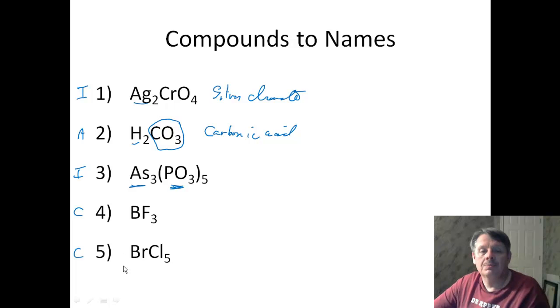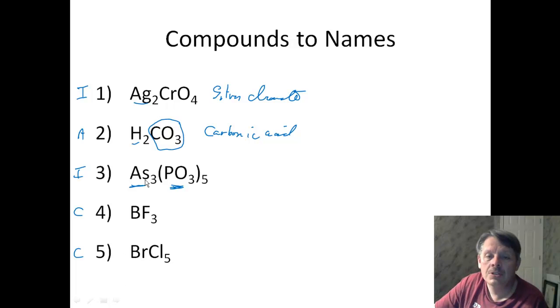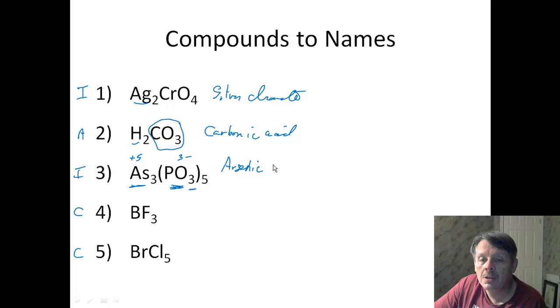How about your next one? This is arsenic. Which arsenic is it? Well, what kind of charge would it have? If we do the reverse crisscross method, you should be able to see that you're going to have an arsenic with a +5 charge, and you're going to have a phosphate with a 3- charge. Excuse me, a phosphite. Does it make sense that phosphite would take on a 3- charge? It does. So this would be arsenic, and you do have to put this thing in parentheses, and it does need to be there. Arsenic 5 phosphite. Not phosphate, but phosphite.